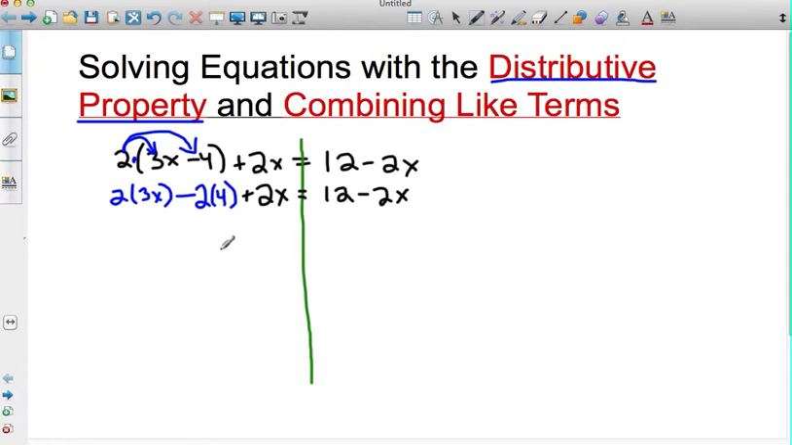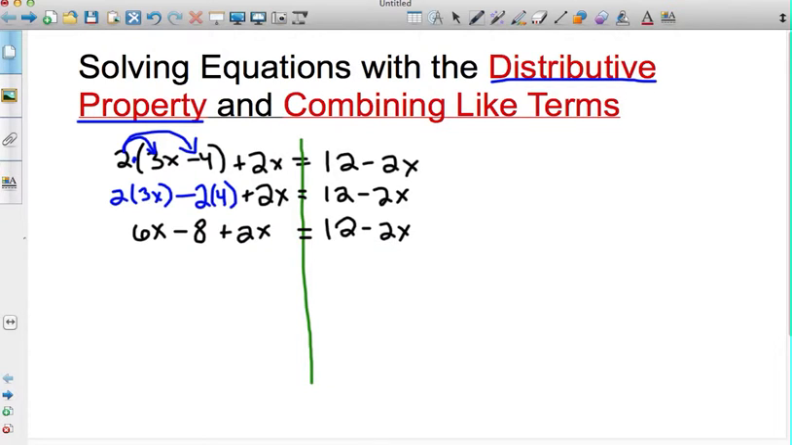Okay, so I'm just going to simplify now as we start working through here. I have 2 times 3x, which gives me 6x. 2 groups of 3x is 6x. I'm going to subtract 2 times 4, which is 8. And then I have plus 2x. All I did was simplify that blue piece right here on the left side. Not going to do anything on the right, just rewrite what I have.